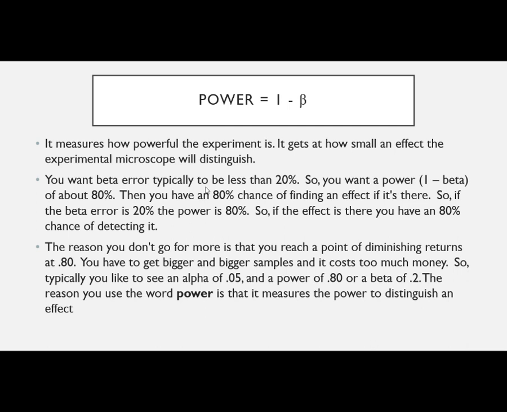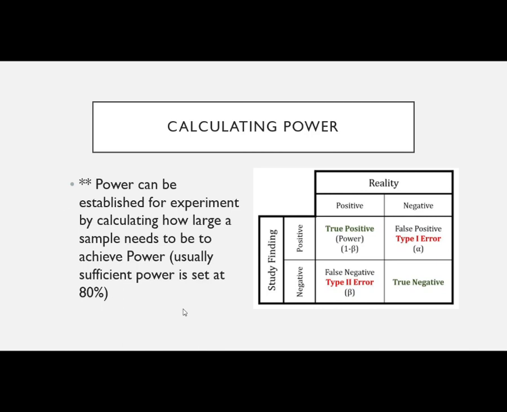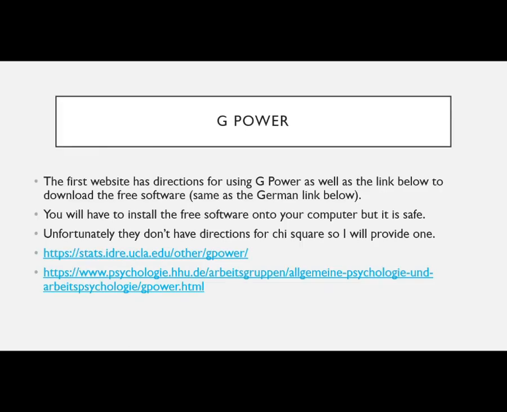So we want beta to be less than 20%, so we want our power to be at about 80%. And we use the word power because it measures the power to distinguish an effect. I'll show you how to do that. So power can be established by calculating how large a sample size needs to be in order to achieve a power of 0.80 or 80%.